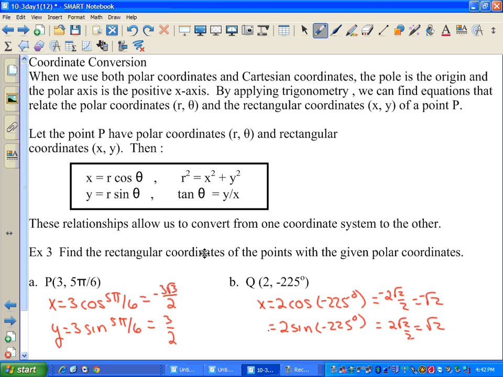In example 3, find the rectangular coordinates of the points with the given polar coordinates.